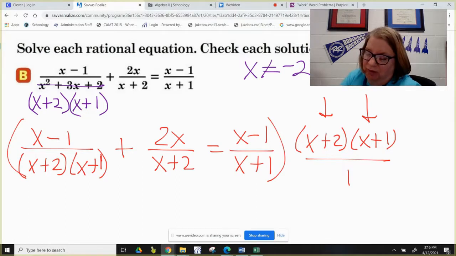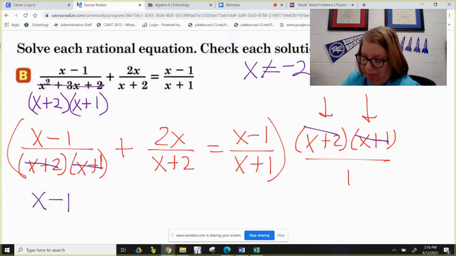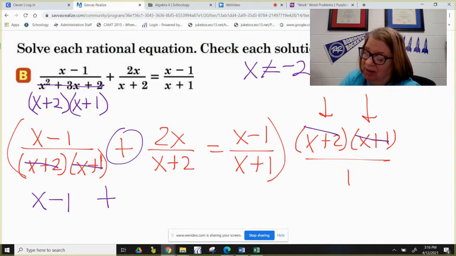So let's look at this first fraction. It has both the x plus 2 and the x plus 1. So in this case, that would cancel with this one and this one. So that's just going to be x minus 1 plus. Now, you're multiplying each fraction in this equation separately. So now it's like this canceled out, it is not there anymore.